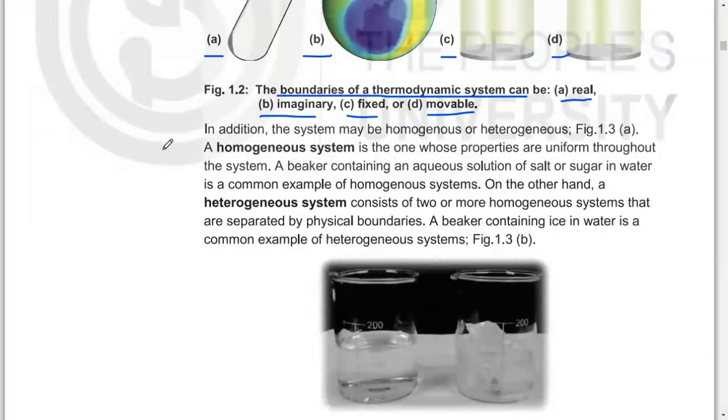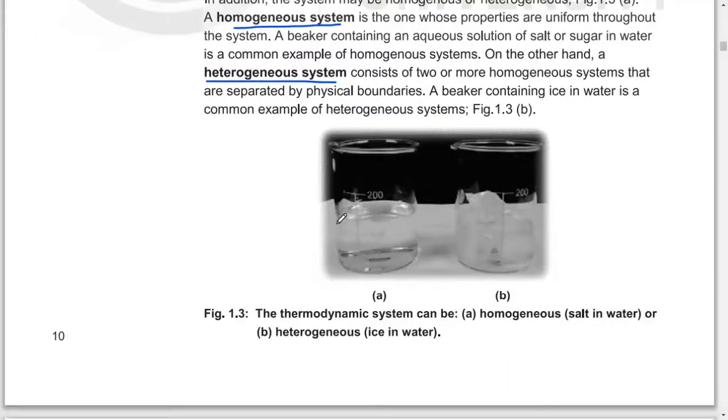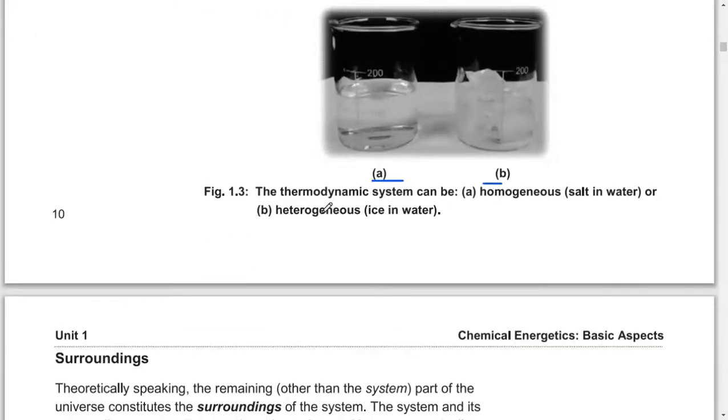In addition, the system may be homogeneous or heterogeneous. A homogeneous system is the one whose properties are uniform throughout the system. A beaker containing an aqueous solution of salt or sugar in water is a common example of homogeneous system. On the other hand, a heterogeneous system consists of two or more homogeneous systems that are separated by physical boundaries. A beaker containing ice in water is a common example of heterogeneous system. The thermodynamic system can be A, a homogeneous salt in water, or B, heterogeneous ice in water.